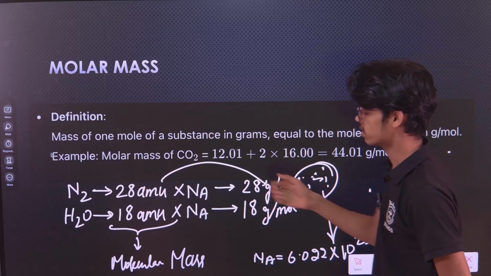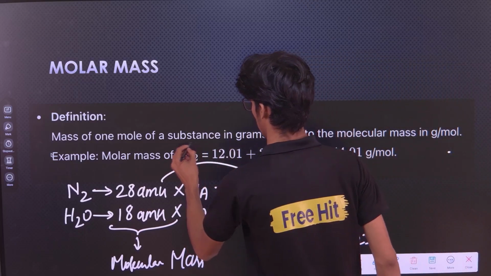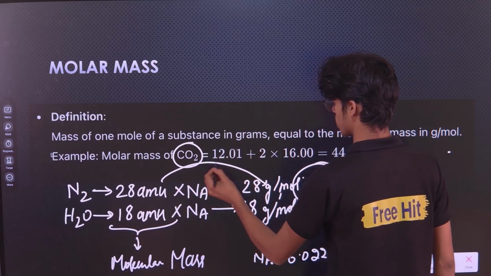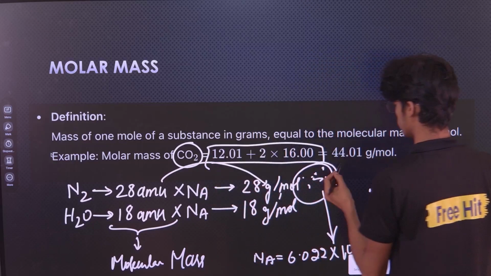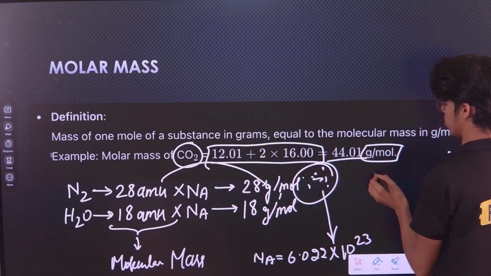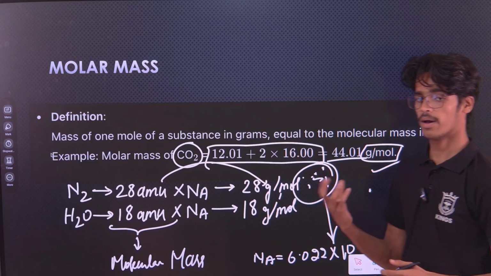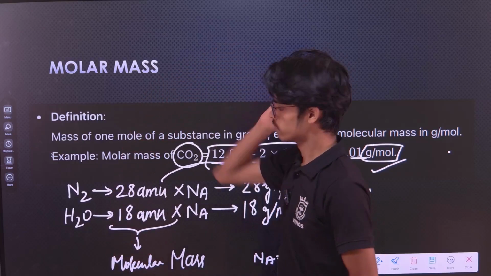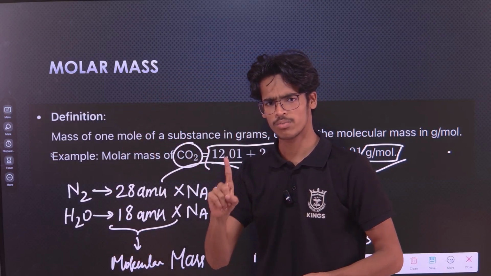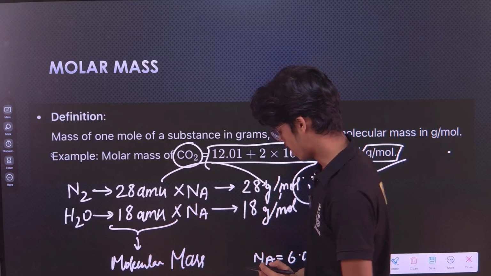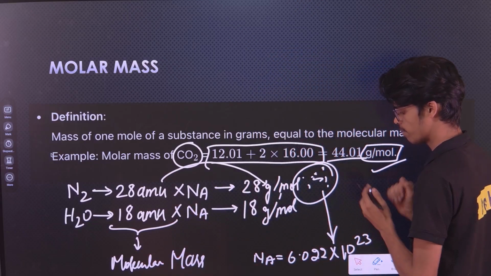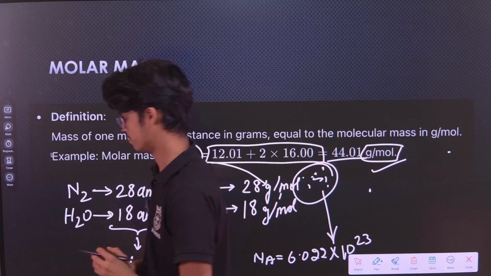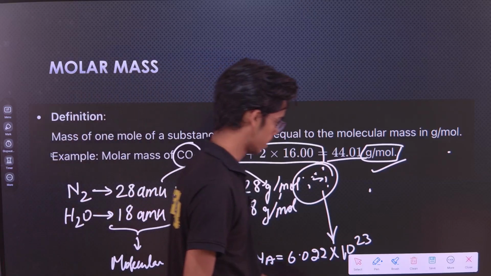Understandable? Suppose we want the molar mass of CO2. How do you find it? First of all, you find the molecular mass by the formula. Once you get the molecular mass, just write gram per mole. Molecular mass is the mass of one molecule, and molar mass is the mass of 1 mole of that substance. You can also say it is the mass of any number of particles of that substance, the mass of 1 mole of that substance. I hope this particular thing was clear, right?